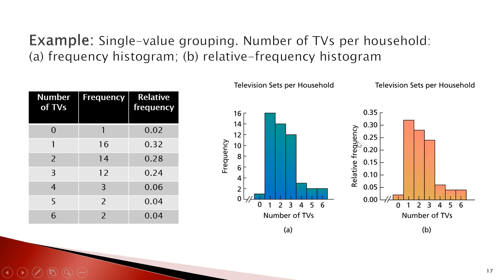The orange colored bars are for the relative frequency histogram, which is part B. It has been drawn following the same procedure, by drawing the bars for each class using the relative frequency as their heights. As an example, for the first one, 0, it's 0.02. For the second one, it's 0.32, like that. It's very similar to the one that we did in part A, but the only difference is that we're using relative frequency instead of frequency.